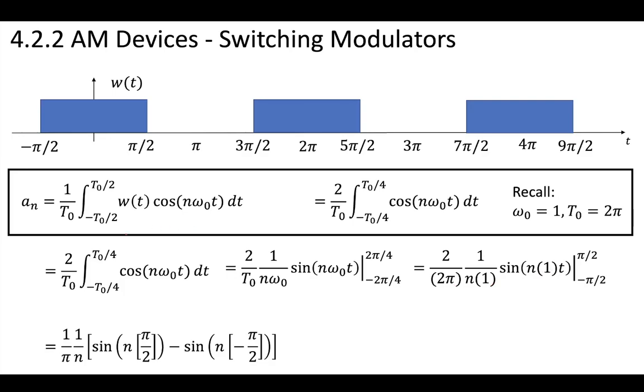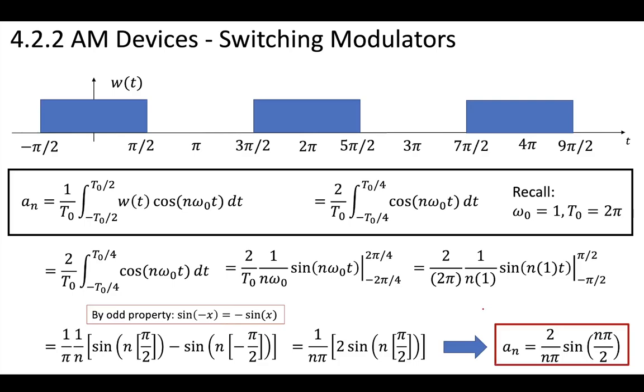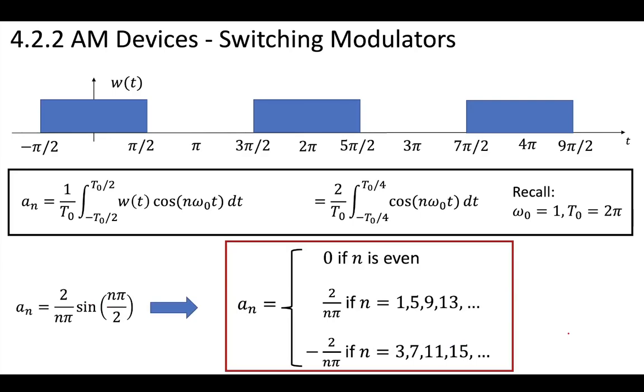Now let's evaluate. Once we have this evaluation, the only variable that's left in here is this n. Simplifying by the odd property now gives us this result for the integral. And if we simplify this down a bit further by distributing through this parentheses, we now have this result for our A sub n coefficient.